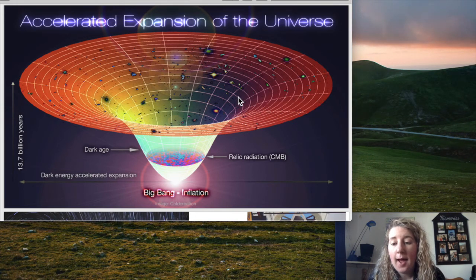So then when we have a picture of... So what we do is we use surveys, such as the Dark Energy Survey, to survey an area of the sky and see where those galaxies are, measure their distance and their speed.